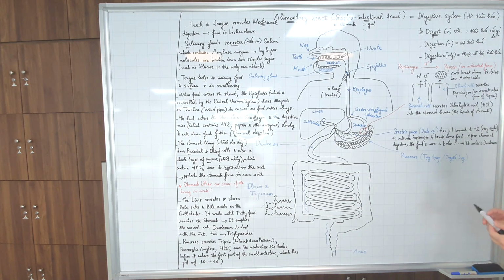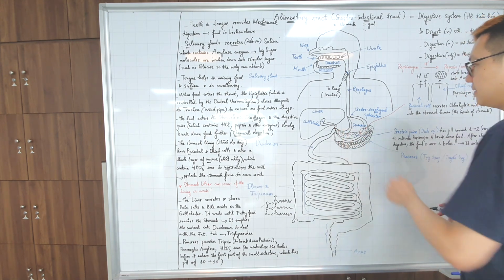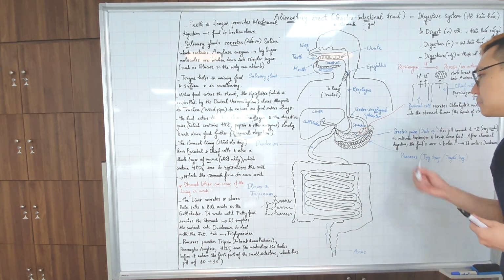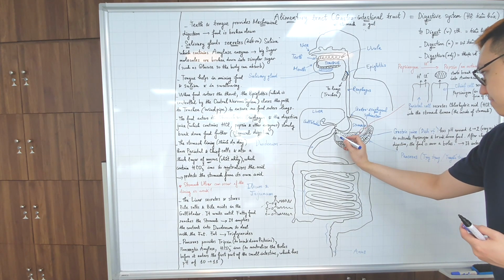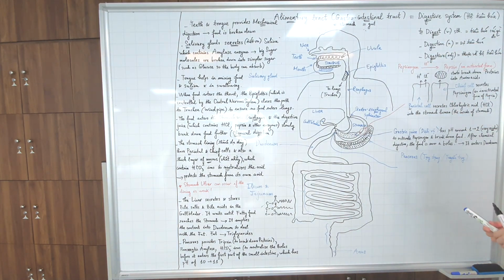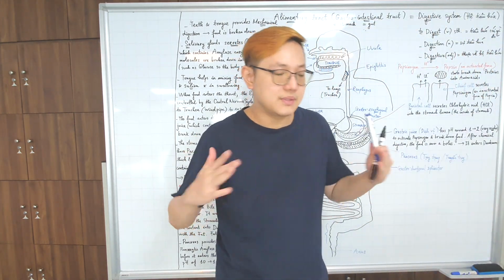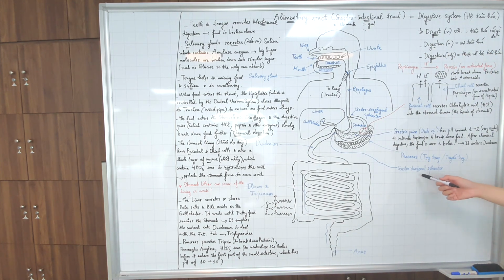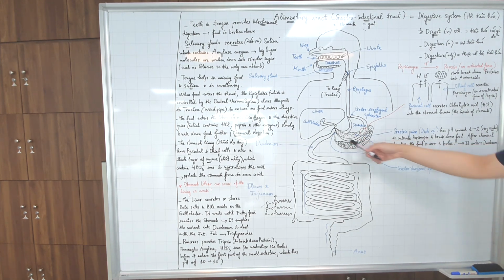So we have a thing here. There's a sphincter here I have to talk about, called the gastroduodenal sphincter. It's like a muscle that opens and closes, like a gate or valve. It's between the stomach and the duodenum.